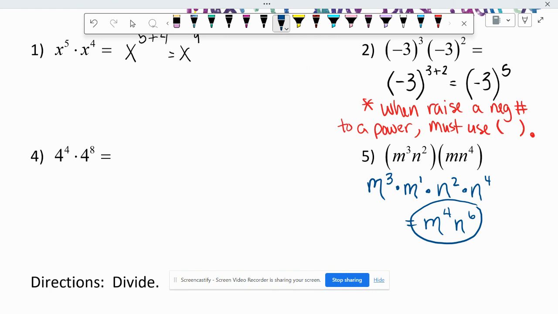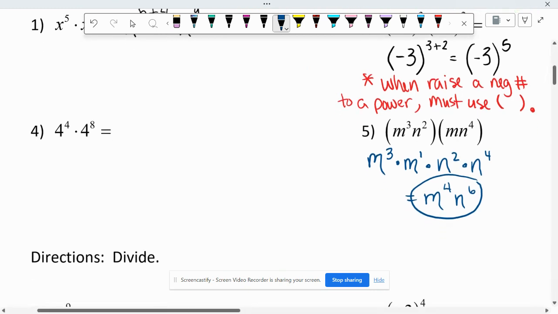So when you multiply, you add. Multiply, base is the same, you add the exponents. Luz, pick your head up. Pick your head up. Let's go.